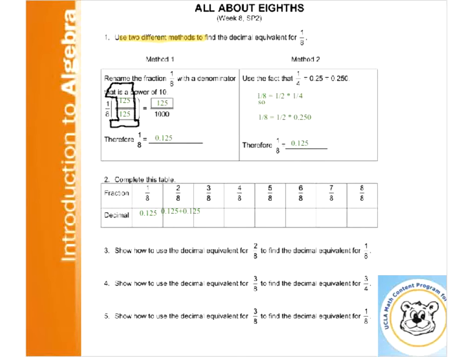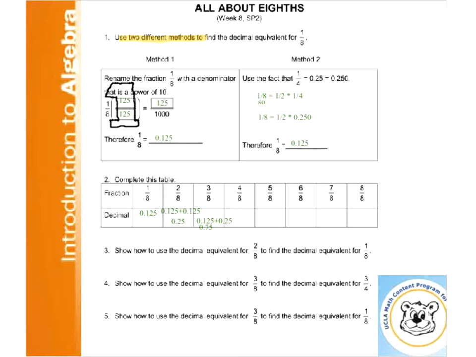And then again, same thing with 3/8. I know that 1/8 is 0.125, 2/8 is 0.25, so for 3/8, I'm just going to add those two together to get 0.375. So again, SP2 is going over 8s, and what we want the students to do is become familiar with the decimal equivalents for 1/8, and then discuss some strategies on how to figure out 2/8, 3/8, 4/8, and so on.